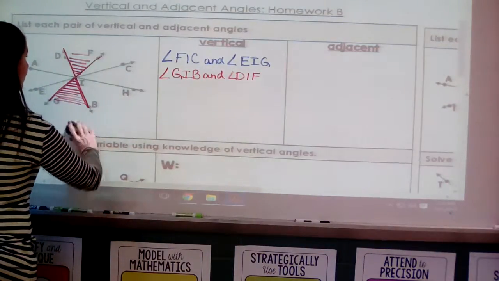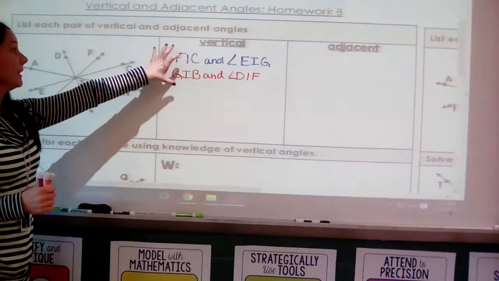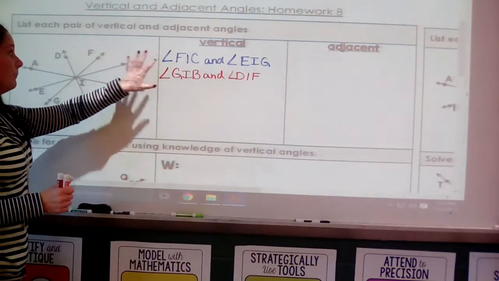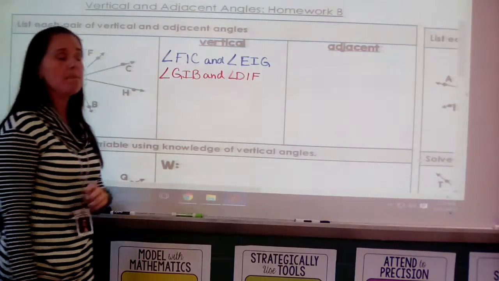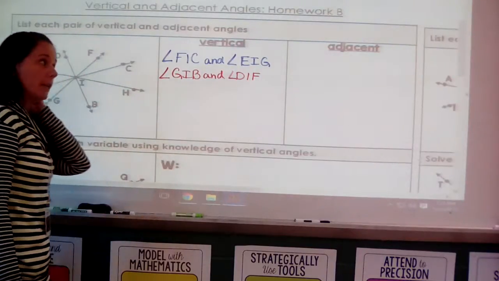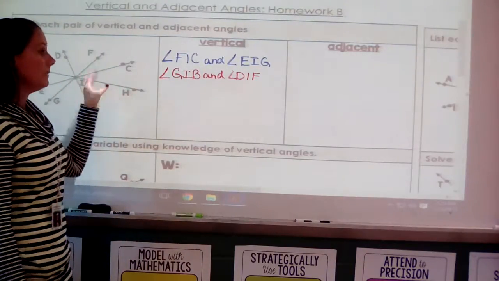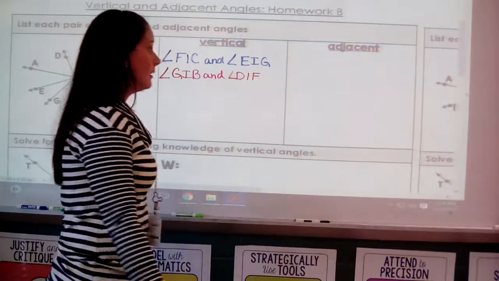There are several other pairs of vertical angles that you could find on here, but I'm going to leave you with those. You can find some more. So please, the homework is asking you to find each pair. I would find as many as you possibly can that are vertical to one another. On the same little diagram here, we're looking to find all the adjacent angles.